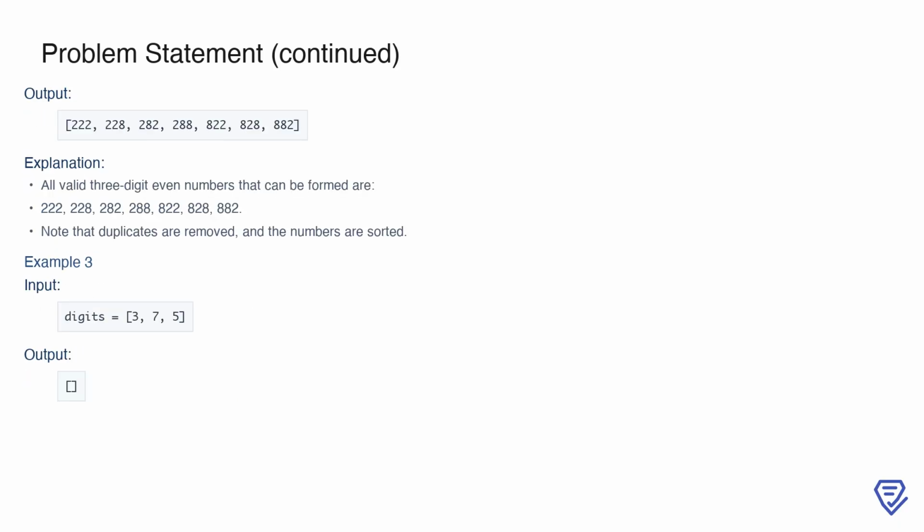Here's another example. If the input array is digits equals 2, 2, 8, 8, 2, we again need to form all possible three-digit even numbers while avoiding duplicates. After constructing the combinations, the valid numbers are 222, 228, 282, 288, 822, 828, and 882. It's important to note that even though the input array contains duplicate digits, the final output does not include repeated numbers. Additionally, the numbers are always returned in ascending order. The solution ensures that duplicates are handled properly and does not include redundant computations.